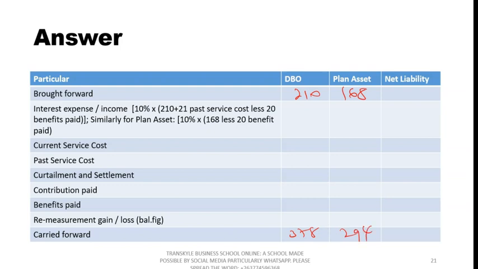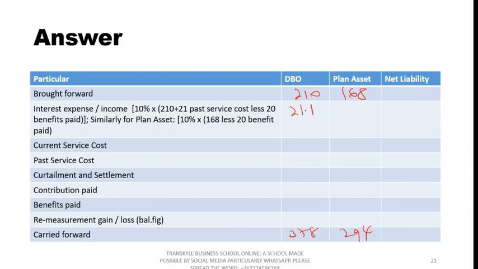Okay, then the interest cost, as I've indicated, is going to be affected. It's no longer an issue of just multiplying 10% by 210 or by 168. It doesn't work like that. When we now have past service costs coming into play, we have to take them into consideration as well. So we are going to say 210 plus 21, which is the past service cost, less the benefit that has been paid, and then we get our value for the DBO, that is 21.1.